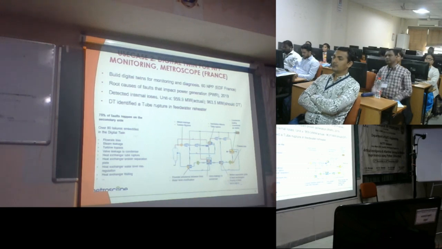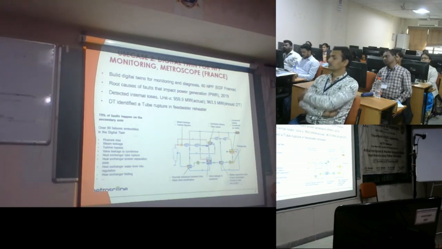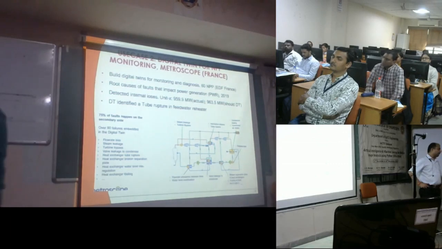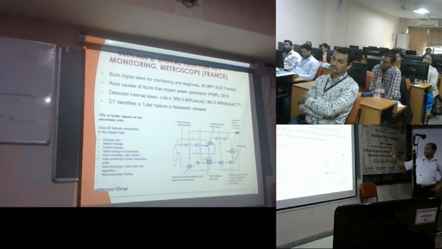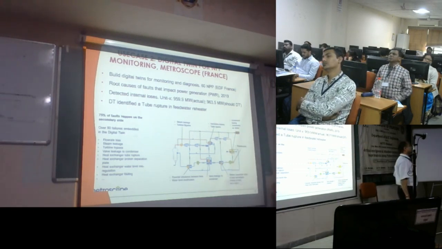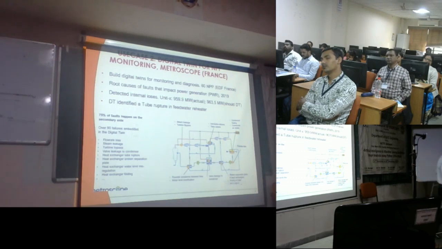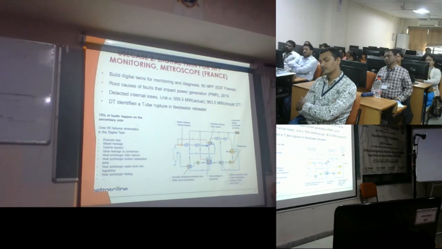So what was happening in France, there was a nuclear reactor, and the digital twin was showing that this reactor should give 963.5 megawatt of energy. But actually, it was giving 959.9 megawatt of energy. So there was a loss of almost 4 to 5 megawatt, which was a very critical loss because the cost of 1 megawatt is very high.